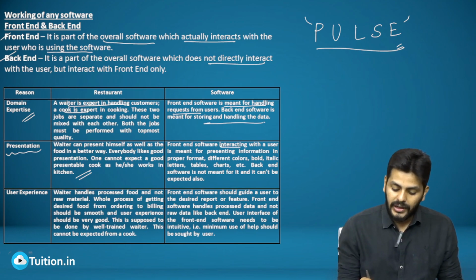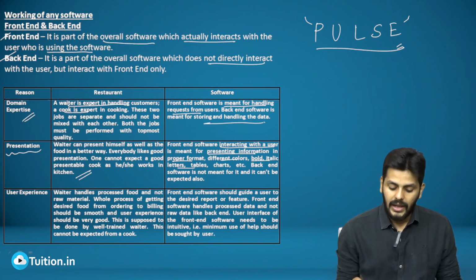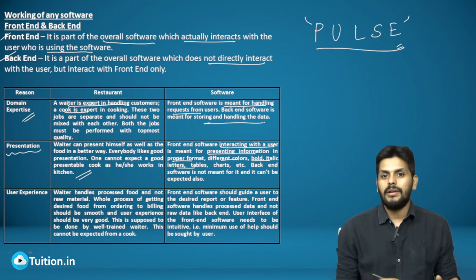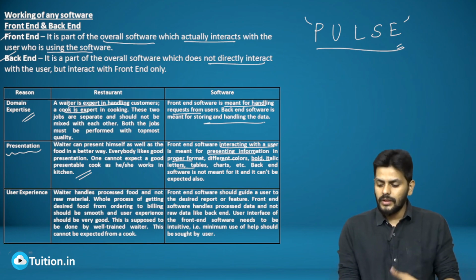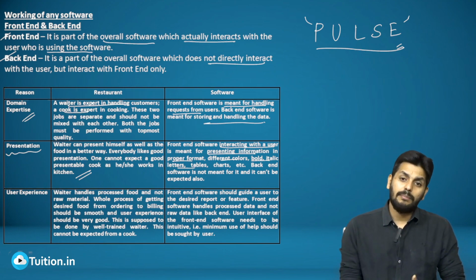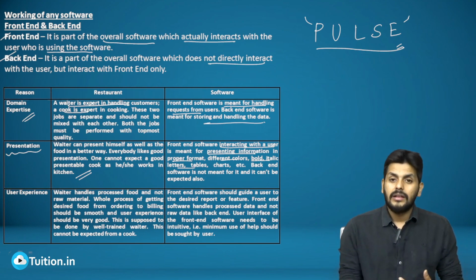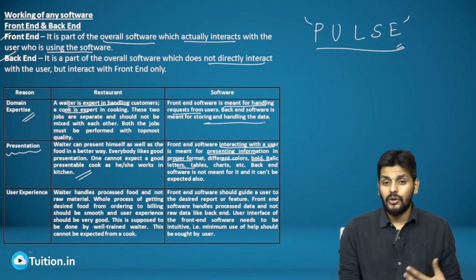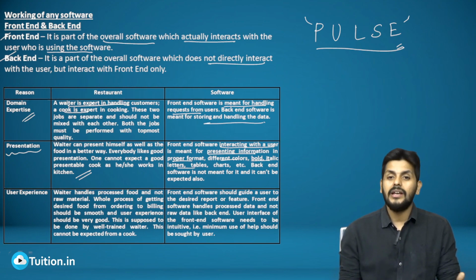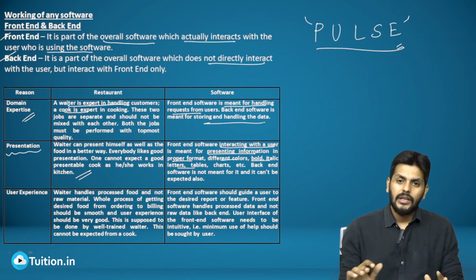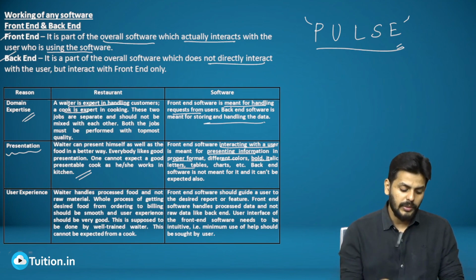Front end is meant for interacting with the user and presenting information in a proper format: different colors, bold, italic letters, tables, charts, etc. While when it comes to back end, the software is not meant for it and it cannot be expected to do so. So let the backend take care of all the processing activities, while display and graphic output will be taken care of by the front end. And not only that, the user also will have a smooth user experience.